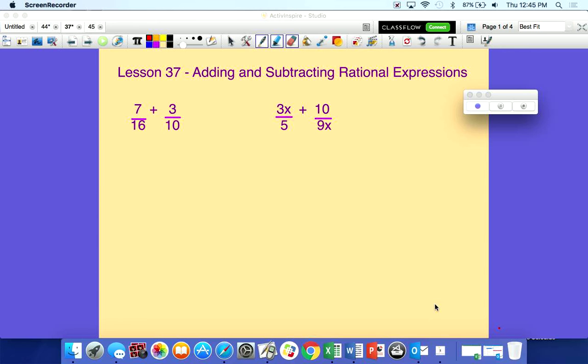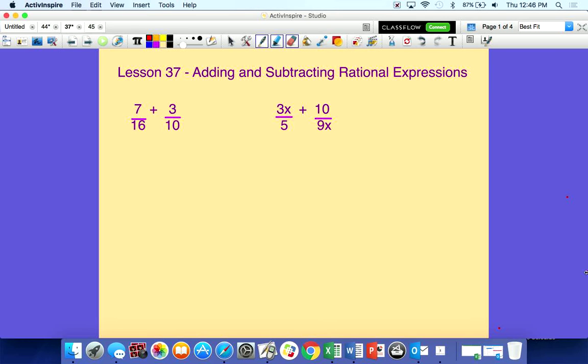Lesson 37, adding and subtracting rational expressions. Now, as you see with this very first problem here, whenever it says you have a rational expression, you have some sort of fraction. So we have 7/16 plus 3/10 here.